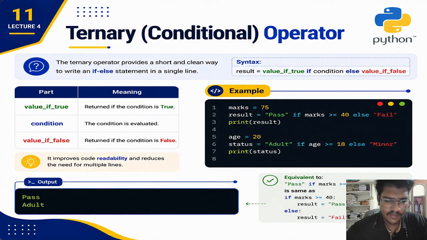Now let's evaluate the if-else block for the first example, which is marks is equal to 75, result is equal to pass if marks is greater than or equal to 40, else fail, print result. The ternary operator does exactly the same thing but in one line. It is a powerful tool, but use it wisely.